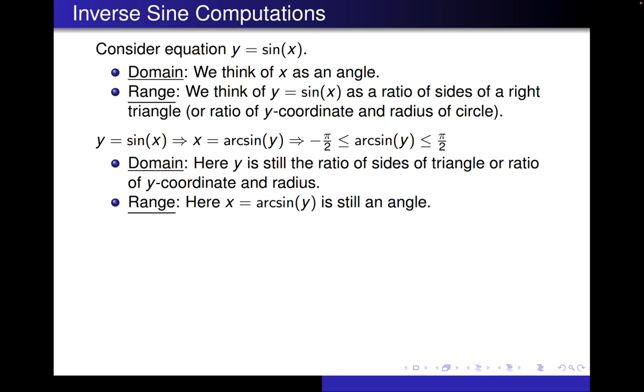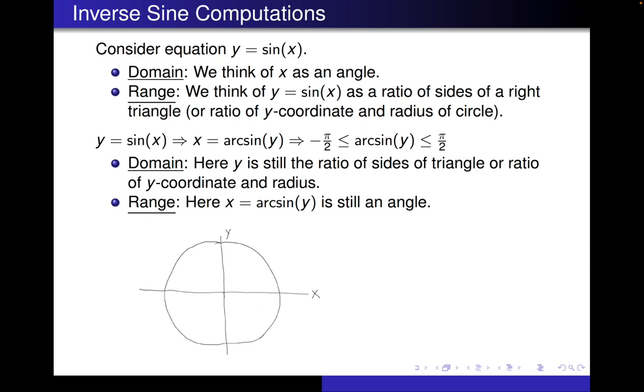So x was the angle, so arc sine y itself, the outputs are going to be angles. So what happens with the arc sine function is the inputs and the outputs get flipped. It used to be for the sine function, the inputs were angles, the outputs were ratios. Now, for arc sine, the inputs are ratios, the outputs are angles.